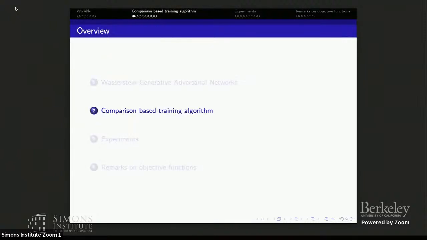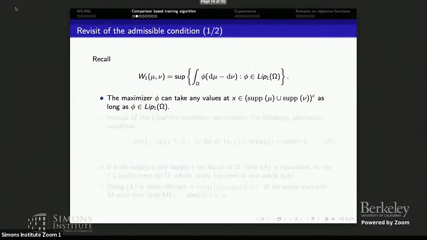All right, so let me introduce our comparison-based training algorithm. I will explain two simple but important ideas. Let us recall the original formulation of the W1 distance. As you may notice, the maximizer, the Kantorovich potential phi, can actually take any values on the complement of the support of mu union the support of nu, as long as phi is Lipschitz.